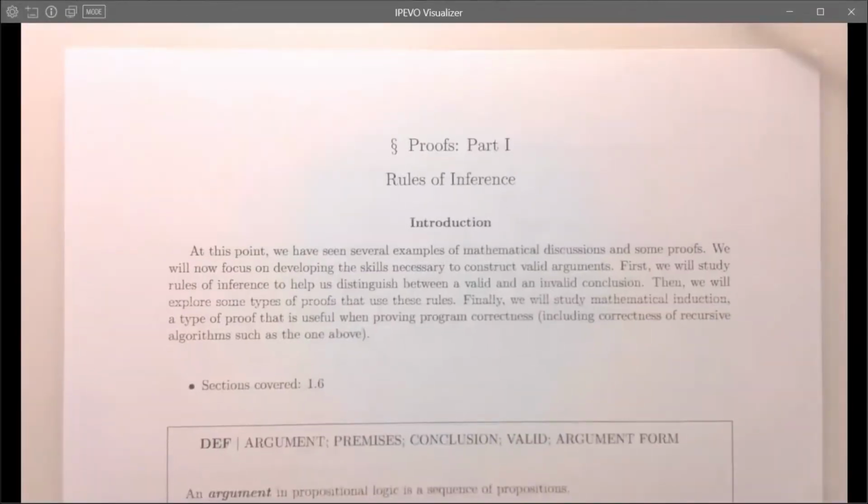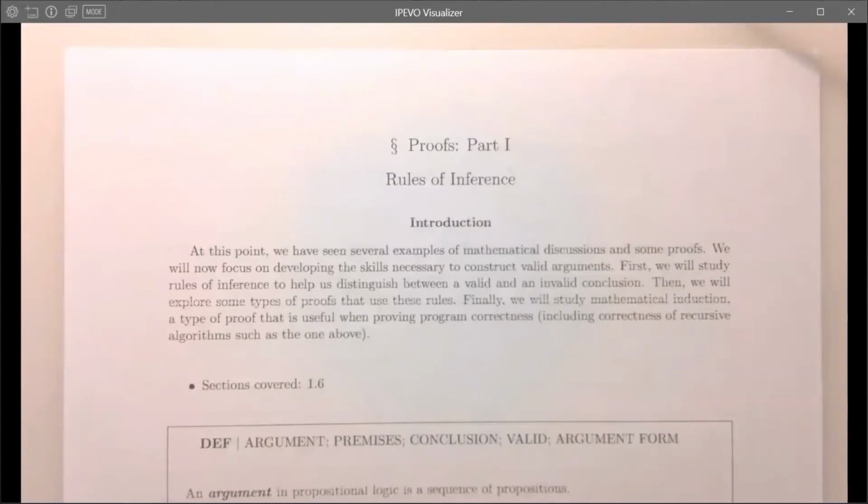So welcome to CECS 228. We're going to be starting a new module, which is proofs, starting with part 1. Part 1 deals with the rules of inference. At this point, we've seen several examples of mathematical discussions and subproofs. We're now going to focus on developing the skills necessary to construct valid arguments and eventually also proofs.